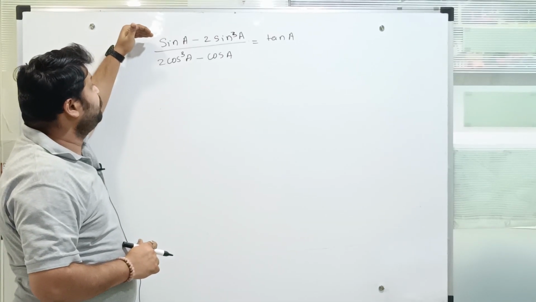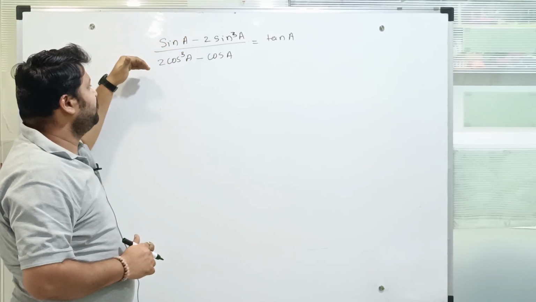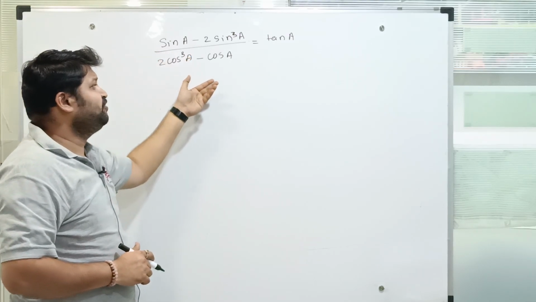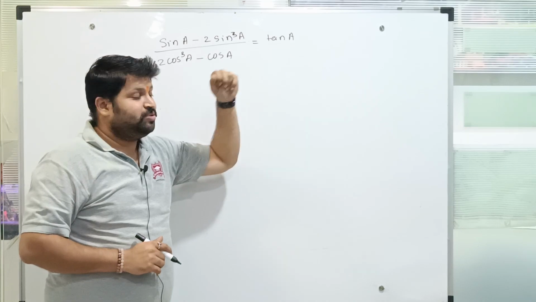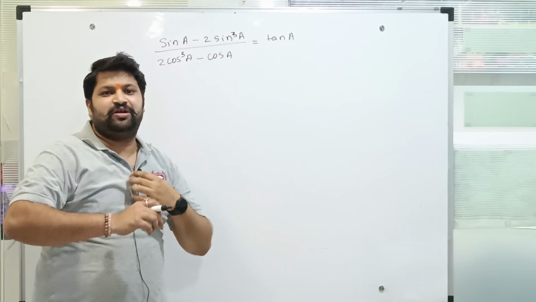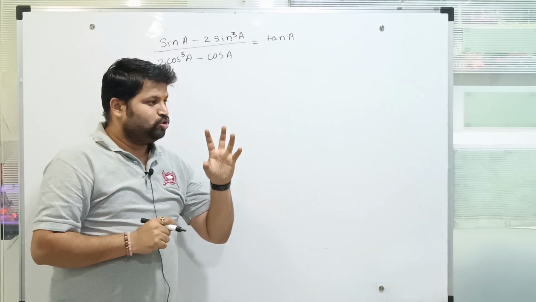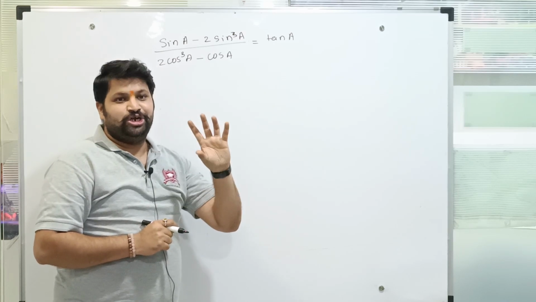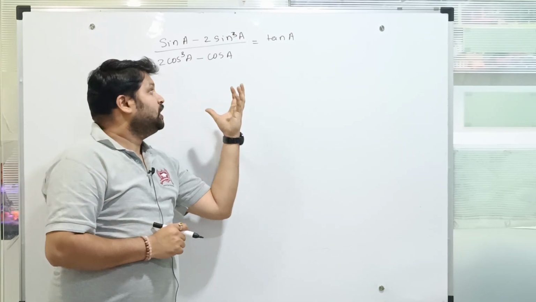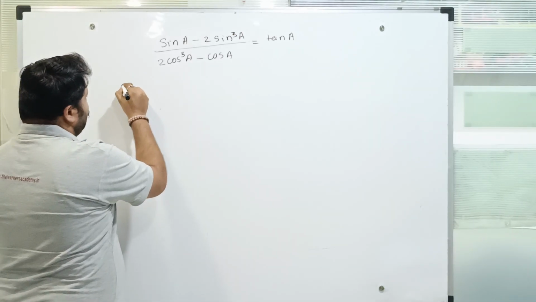So now let's see how we can prove it. Here on the numerator side I have sin A minus 2 sin cube A, and in the denominator side I have 2 cos cube A minus cos A, and we have to prove that it is equal to tan A. Since we have only sines and cosines on my left hand side, it is evident that we have to reach a conclusion which says sin A upon cos A. So here our agenda would be to make the left hand side equal to sin A upon cos A.